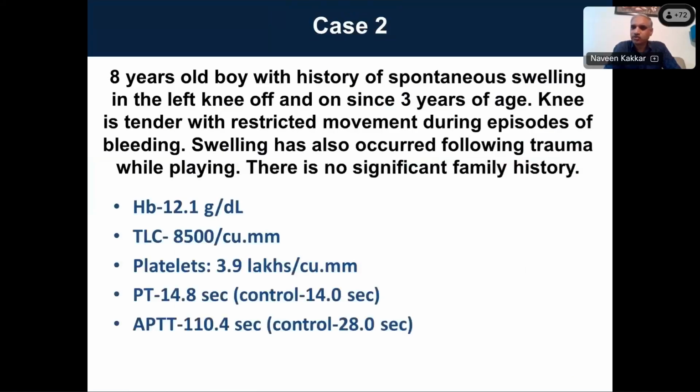Go on to case 2, Dr. Gifty. Can you discuss this? So it's a clinical history of an 8-year-old boy with spontaneous swelling and bleeding, sir. Looking at the lab values, he has just a mild anemia, but his aPTT is isolatedly prolonged, sir.